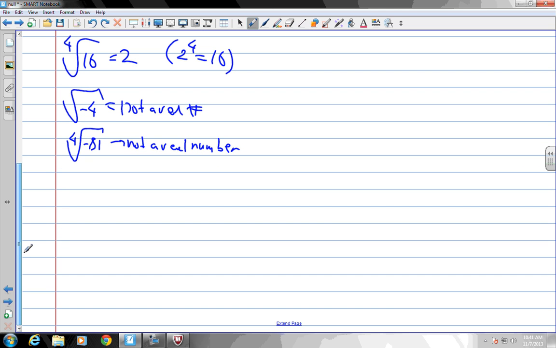But with odd radicals, if I ask you what is the cube root of -8, that we can do, because cubing negative numbers ends up negative. So actually the answer here would be -2. Because if you take -2 and you cube it, you'll get -8, right? So you can get negative answers with odd radicals.